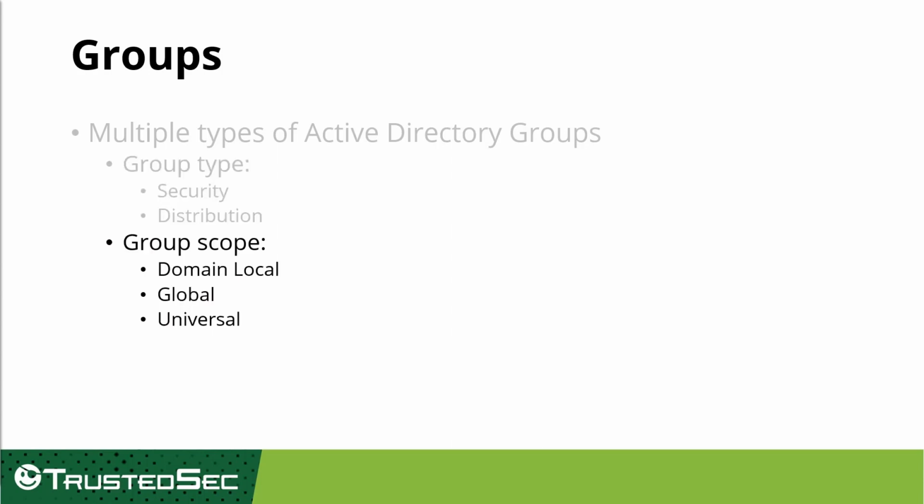Groups also come in different scopes, and scope defines how the groups can be used. For instance, a universal group can be used in all domains in an Active Directory forest. A domain local group can only be used locally in the domain where it's defined.